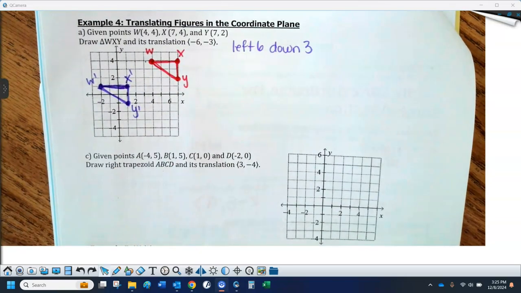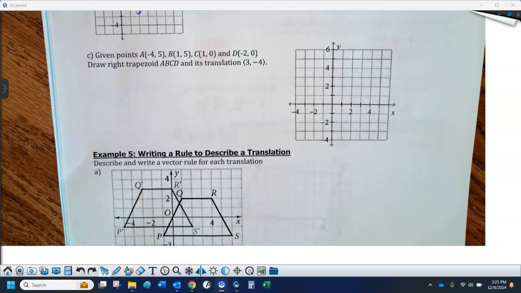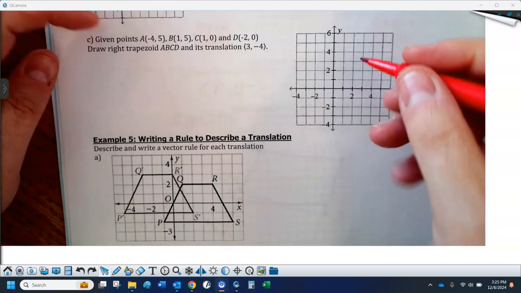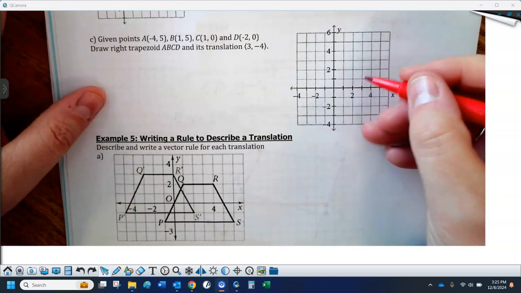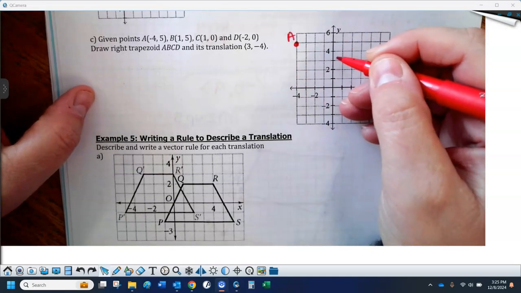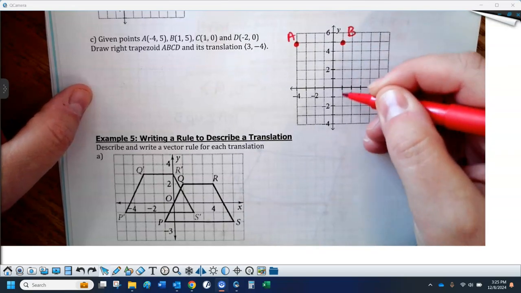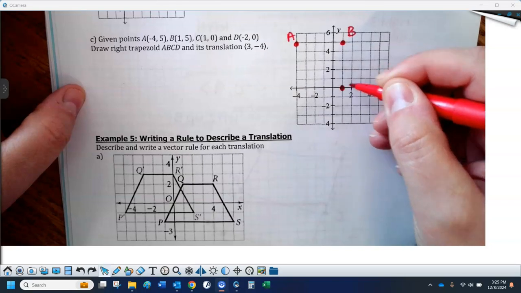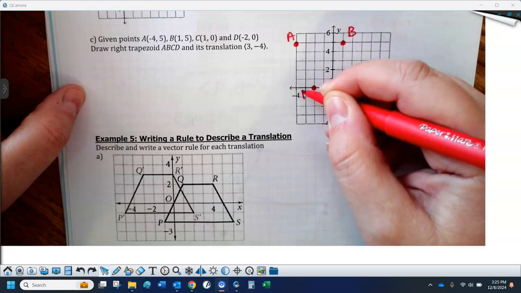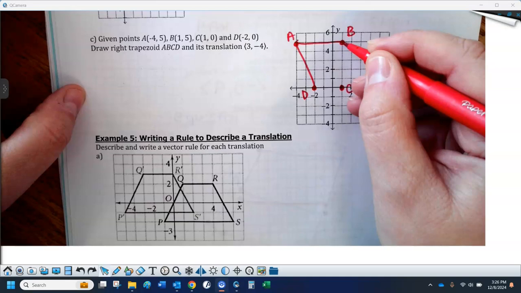And I got one more to practice this with. And again, we're going to have to draw the pre-image here because they don't do it for us on the graph. So they're just going to give us some coordinates. This looks like it says it's a trapezoid. So it says A is at negative 4, 5. Here's A. B is at 1, 5. There's B. C is at 1, 0. And D is at negative 2, 0. So here's my original. This is a trapezoid, just means two of the sides are parallel to each other.